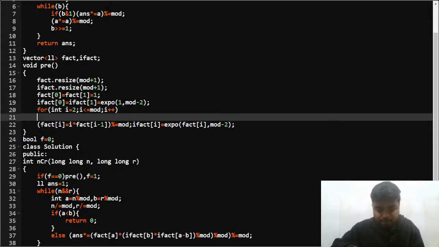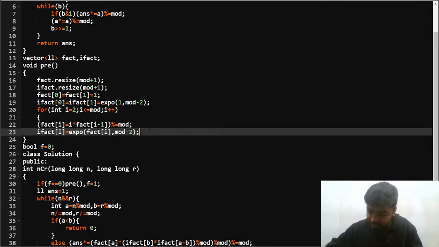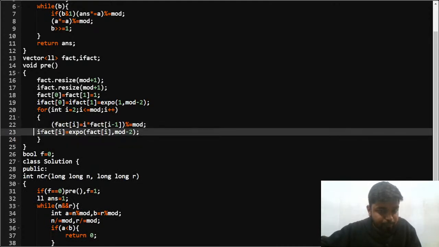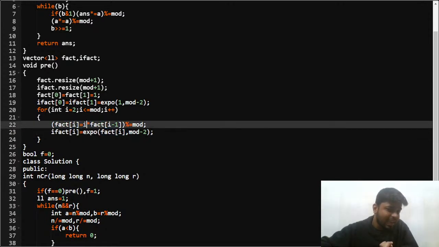Let me just put in some brackets, maybe that would be much more clear for all of you. So I'm doing something like this. Let me write it this way. Okay, this is something that I am doing. Now if I calculate the factorial of I is equal to I mod, like factorial of n is equal to n into n minus 1 factorial, right?